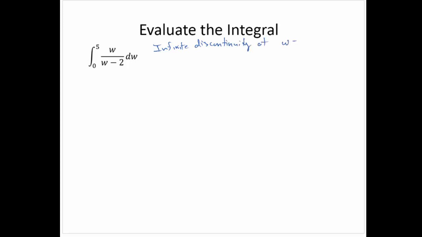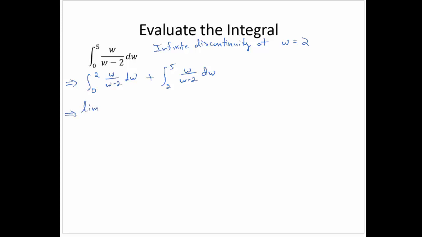at w equals 2. And so what I'm going to do here is I'm going to think, well, I need to break this up. I'm going to rewrite this integral as the integral from 0 to 2 of w over w minus 2 dw plus the integral from 2 to 5 of w over w minus 2 dw. And so since we have that infinite discontinuity at w equals 2, what I will do is I will rewrite these.